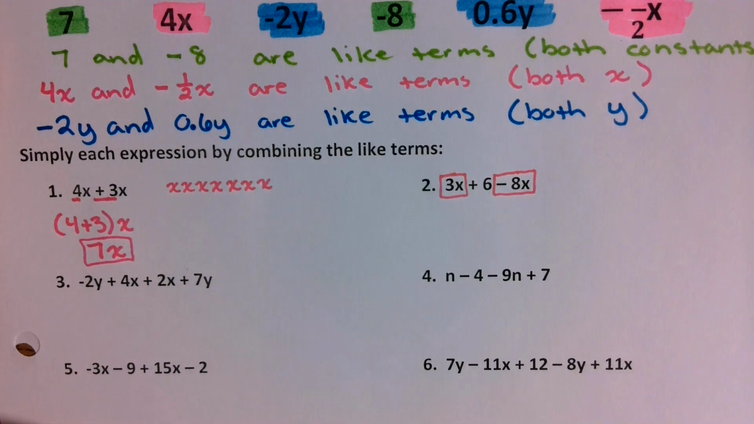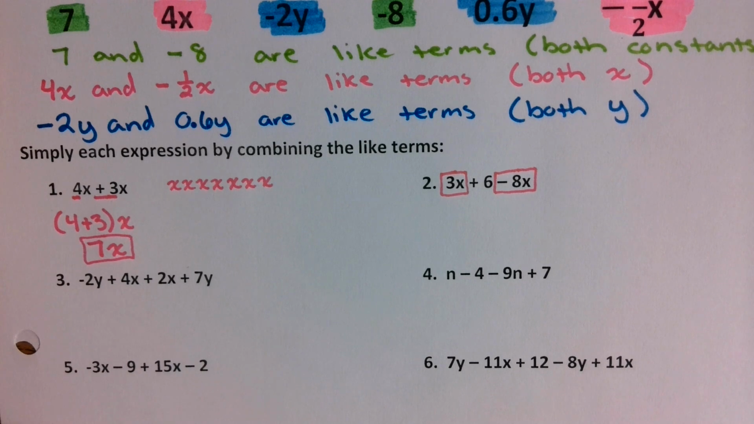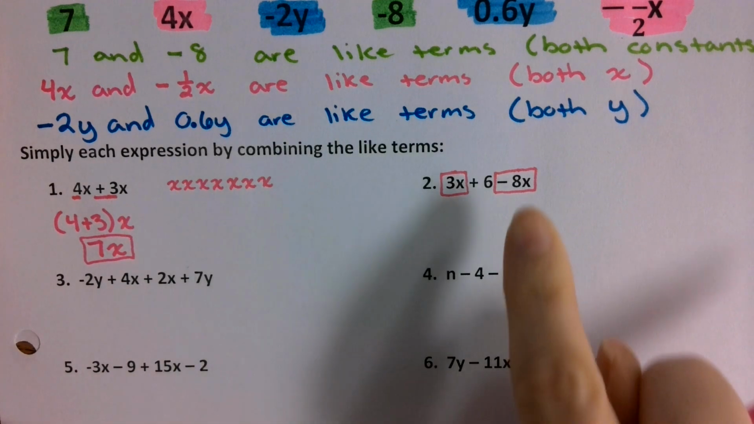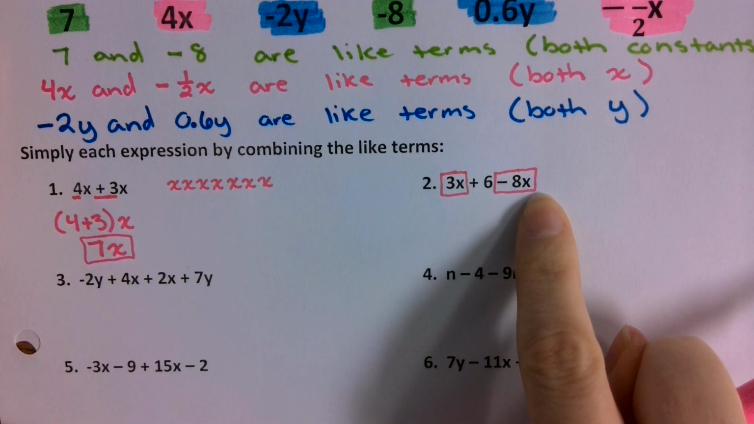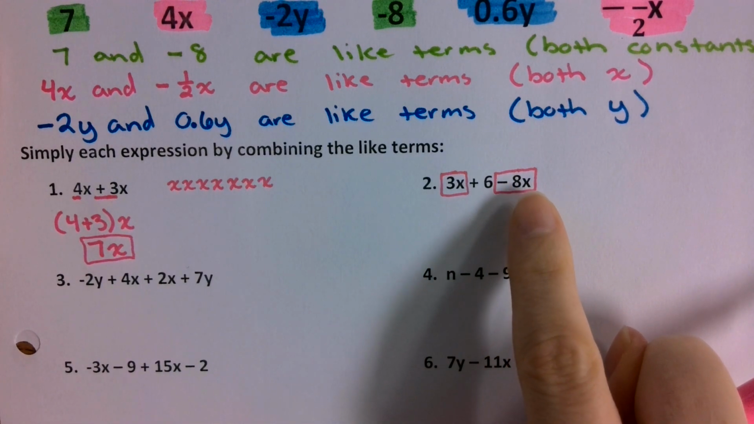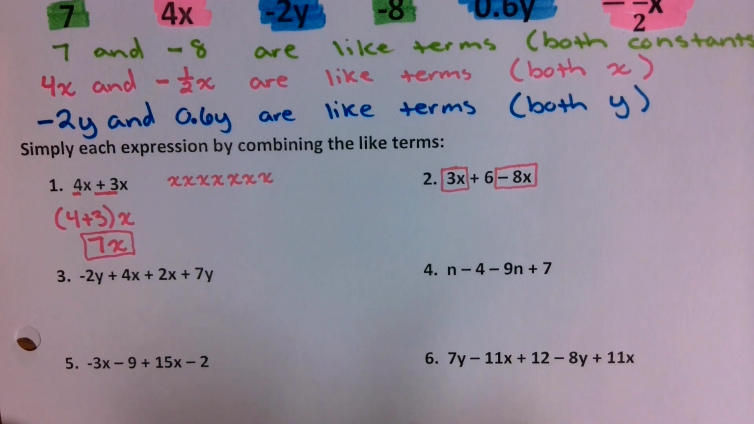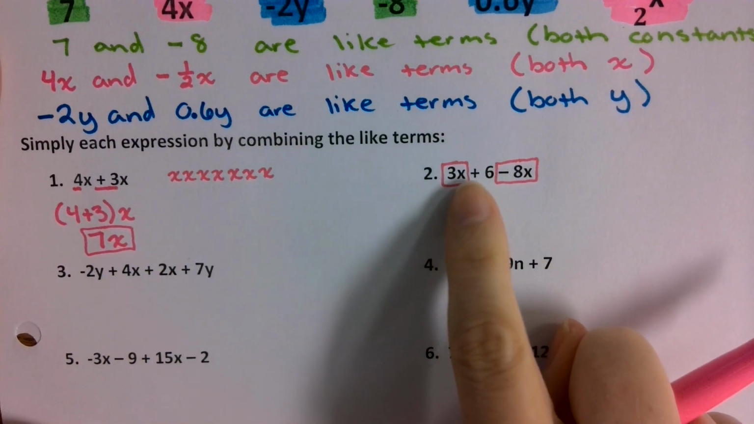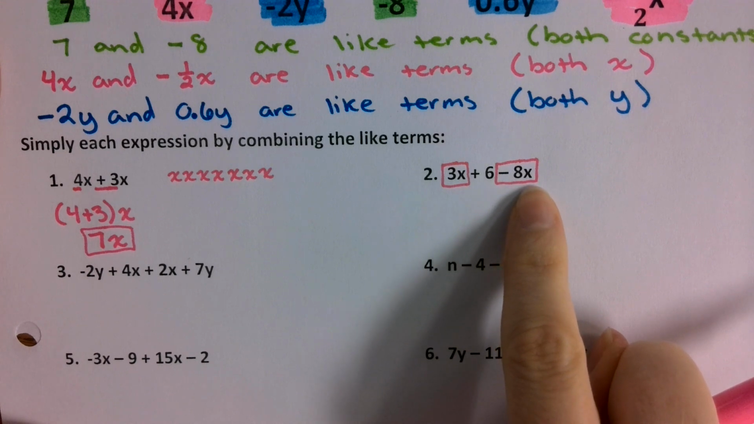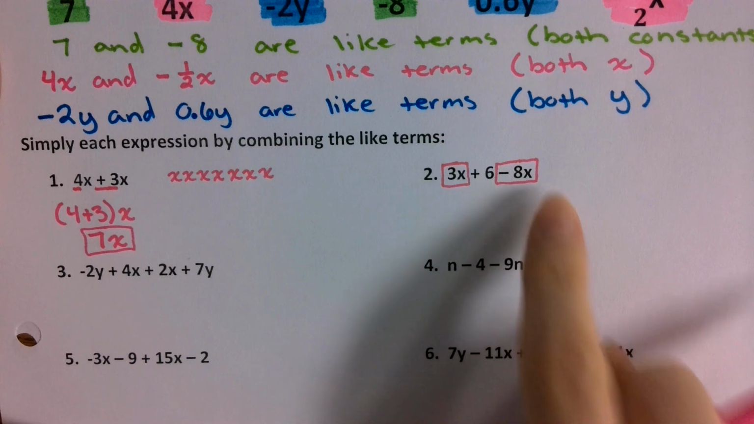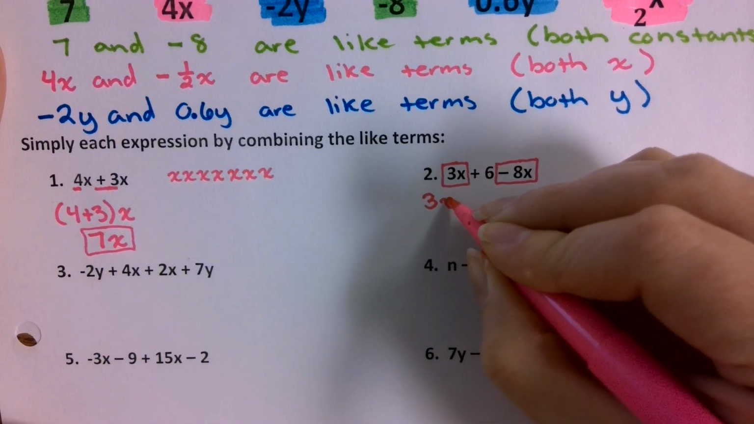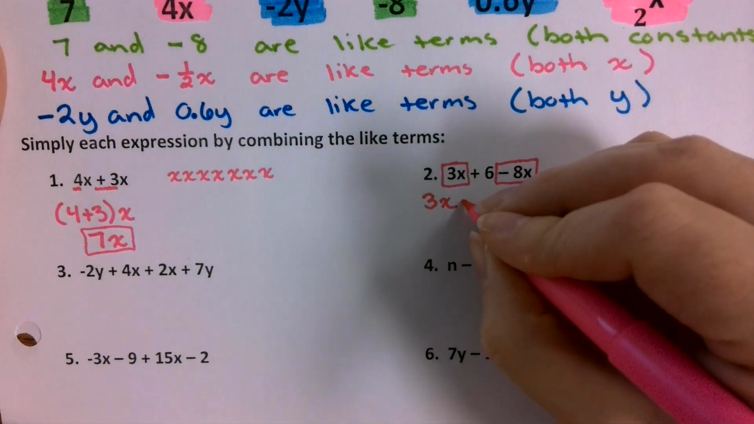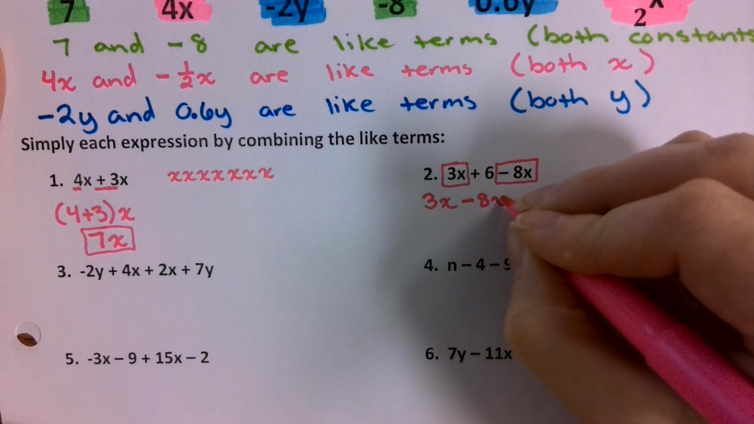Now this is the most important part. You must make sure that you are including the sign with the term. You have to bring the sign with you, because the biggest mistake students make is they go, oh, I'm going to do 3x plus that 8x. But the 8x is not being added. It says it's a minus 8x. So you need to make sure you bring it with you as is. We can rewrite this as 3x minus 8x.